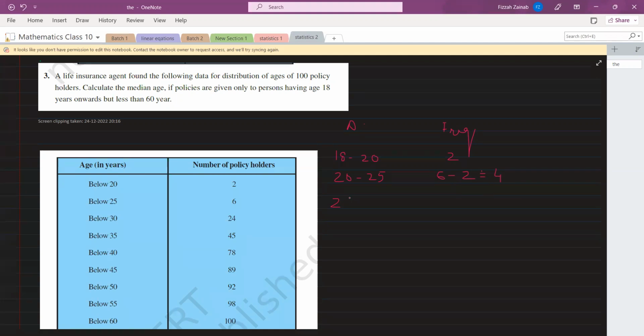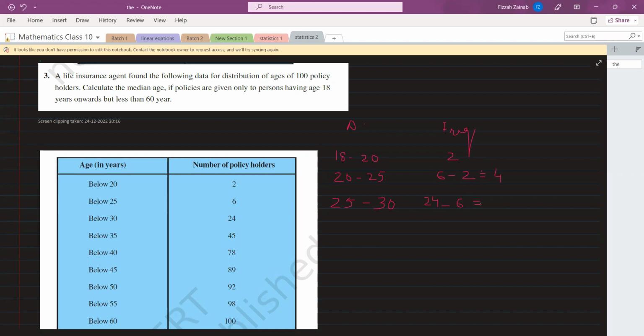Now next you make 25 to 30. How many people will be in this group? Below 30 you have 24. So you do 24 minus 6. That means below 25 you are subtracting, so only after 25 and up to 30 you are keeping. So it will be 24 minus 6. Is this understood, everyone?